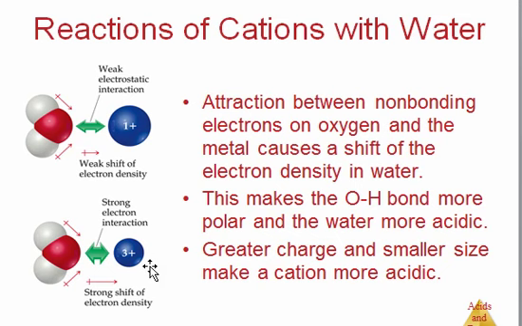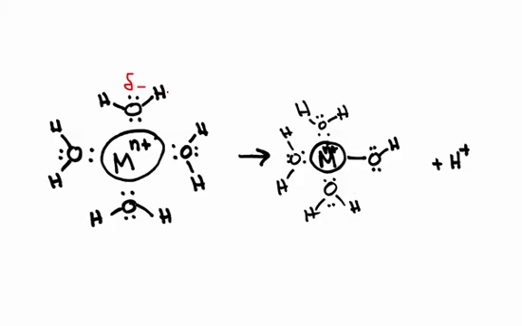So for example, iron plus 3 would be more acidic than iron plus 2 because iron plus 3 is smaller and has a greater charge. So this attraction here will cause more of the electrons to be attracted to this positive charge, and that can make the water acidic. So I drew this picture here that I think does a better job of describing what's happening.